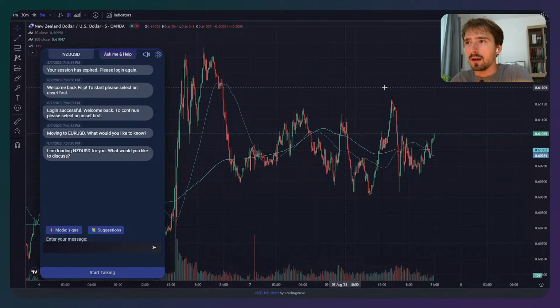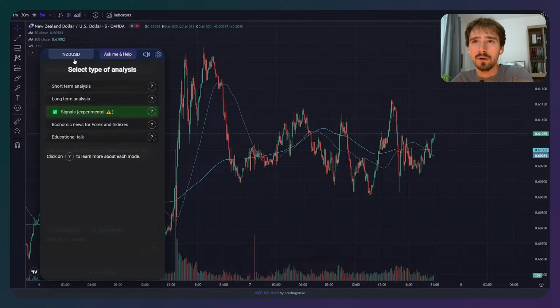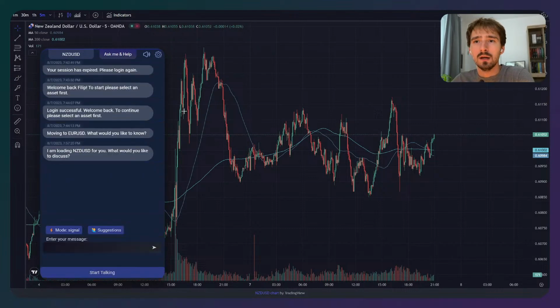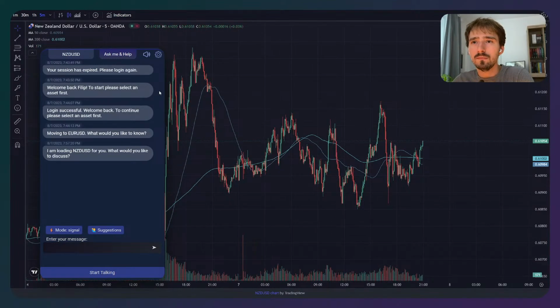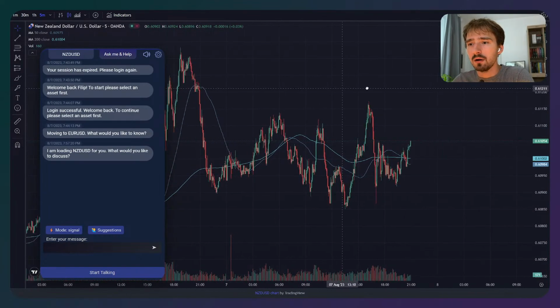So now what we can do is just sit here and wait for the signals to roll in. You can also operate in whichever mode you like. It's not dependent on short-term, long-term, or the signals, economic talks. It just works throughout every single one of them. And yeah, so that's about it.